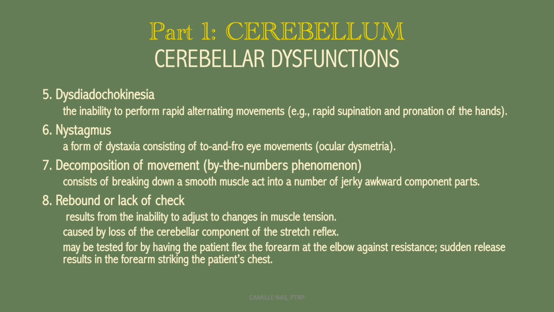Then you have your decomposition of movement, or the by-the-numbers phenomenon, which consists of breaking down a smooth muscle act into a number of jerky, awkward component parts. Then you have your rebound or lack of check. This results from the inability to adjust to changes in muscle tension, caused by loss of the cerebellar component of the stretch reflex. This may be tested by having the patient flex the forearm at the elbow joint against resistance. Sudden release results in the forearm striking the patient's chest. So, this is another way to assess your rebound or check reflex.